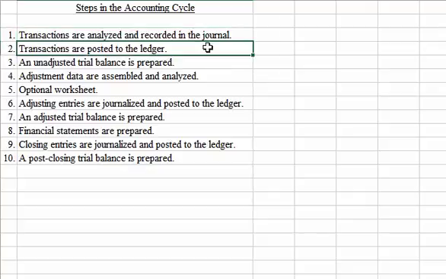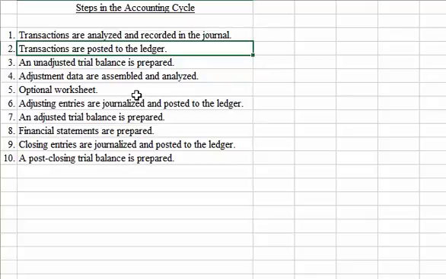Then those transactions will be posted to the ledger. The ledger is just a separate space for each account that a business uses, and it tracks increases or decreases in that particular account. And those two steps are repeated throughout the year. Then when the business is ready to prepare financial statements, steps 3 through 10 would be completed. This step 5, of course, is optional. We will not be completing it.